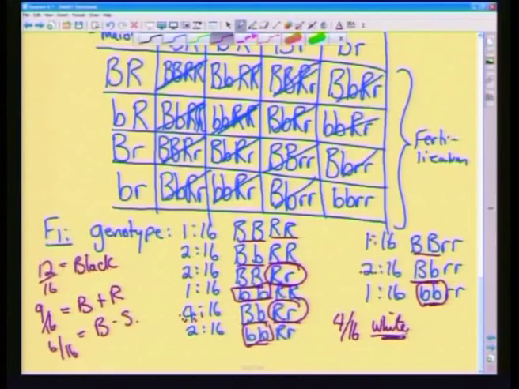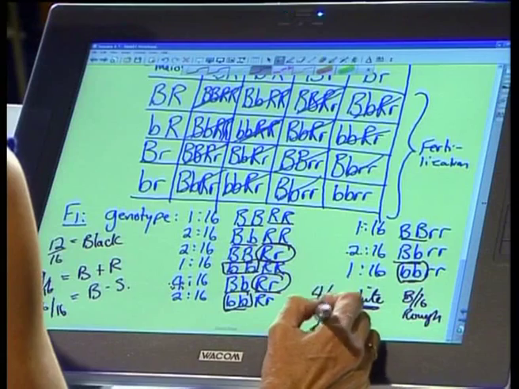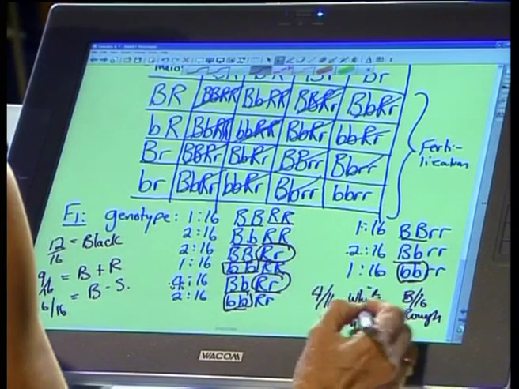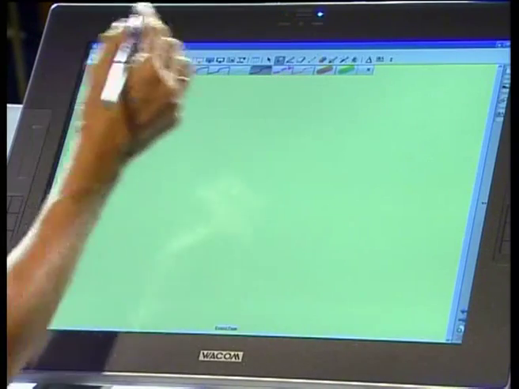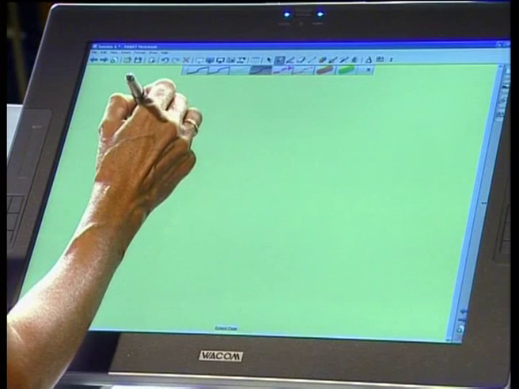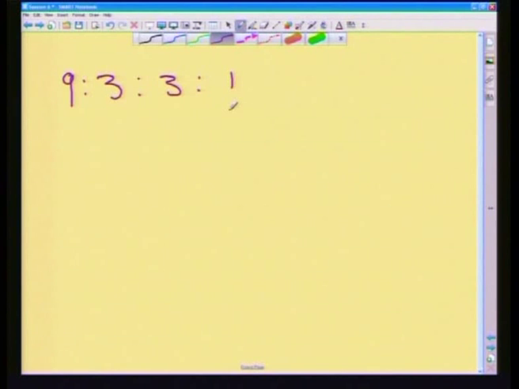But of those 4 out of 16 with white coat, we're going to have 6. Have I got this right? No. There's 3 out of 16 are going to have a rough coat. And we're going to have only 1 out of 16 is going to have a white coat that is smooth. So when we've added all of that together, our results are going to be a 9 to 3 to 3 to 1 ratio. All right?